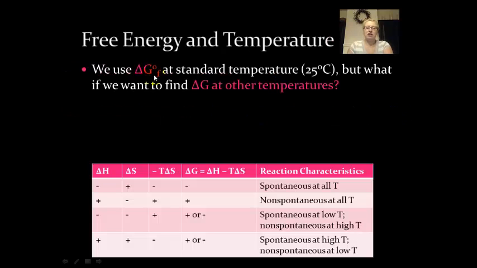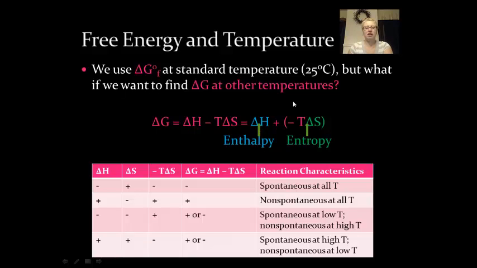And we use delta G of formation at standard temperature, which is 25 degrees Celsius. But what if we want to find the free energy at other temperatures? This is where we need to use our equation, the change in enthalpy plus the negative temperature times the change in entropy, where delta G equals delta H minus T delta S.